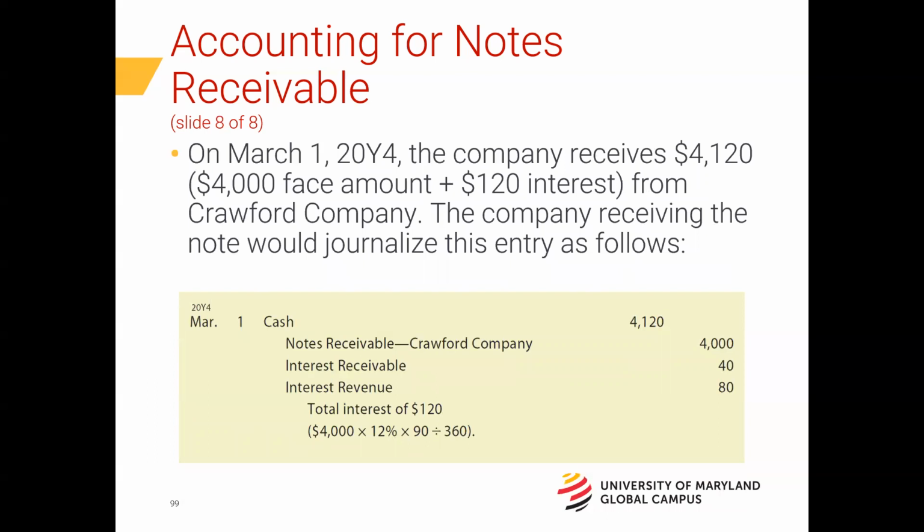The customer finally pays us the balance, the principal plus interest. Debit cash 4,120. Credit note receivable, the principal amount of 4,000. Credit interest receivable $40. Credit interest revenue $80 to represent the receipt of the full interest amount.